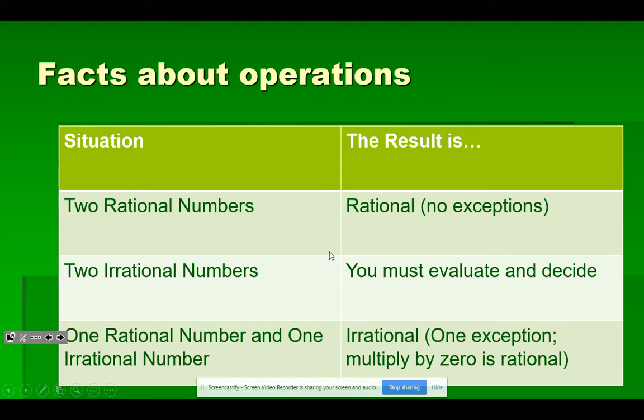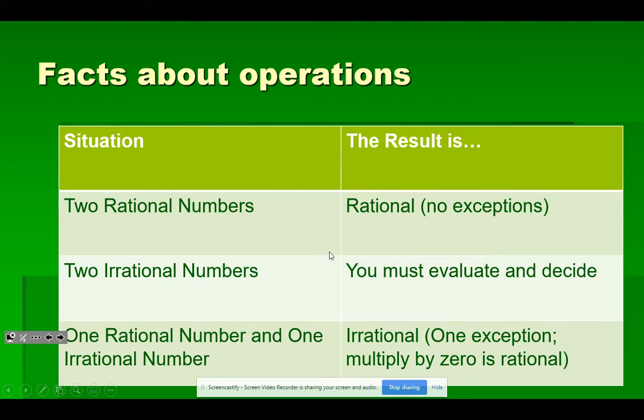Here are things to know about operations when you're dealing with rational and irrational numbers. If you have two rational numbers and you are adding, subtracting, multiplying, or dividing, your result will always be rational and there are no exceptions to that rule. However, if you have irrational numbers, you have to evaluate the sum, difference, product, or quotient first, and then decide if it's rational or irrational based on what you see.